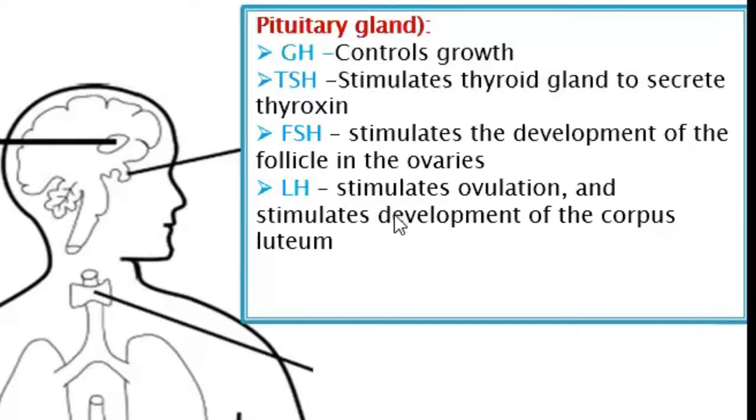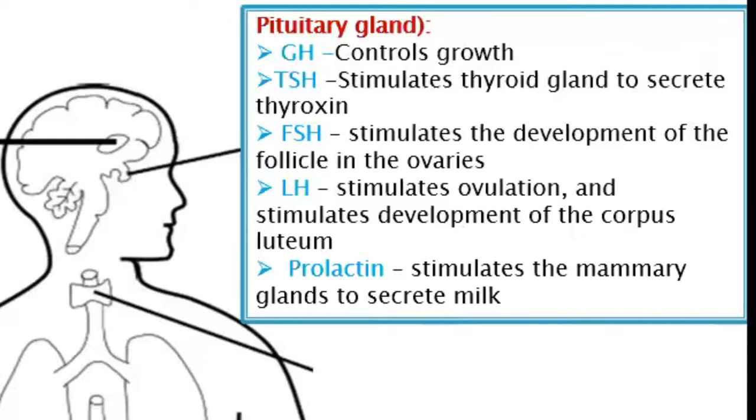Then number 2, when the ovum has been released, you remain with some casing where the ovum was. That casing is called the empty Graafian follicle. So this luteinizing hormone stimulates the development of the corpus luteum. It changes the empty Graafian follicle into corpus luteum. That's why we say it stimulates the development of the corpus luteum.